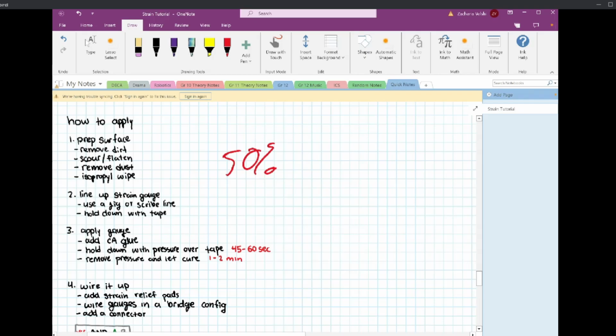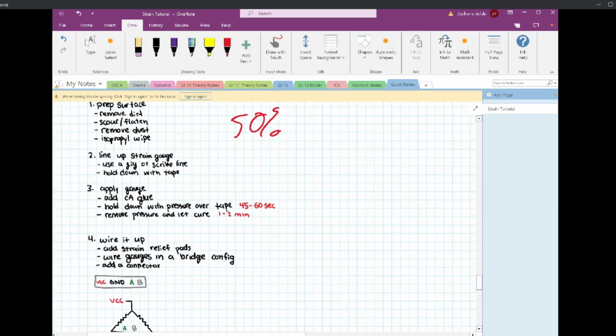But in terms of actually applying strain gauge, you prep the surface, so removing the dirt. It's a couple different processes of making sure that surface is nice and flat and clean. So you remove your dirt, you remove your dust, you scour it so it's rough, and then you sand it down so it's nice and smooth. And then to actually get the CA glue to adhere, you want it to be rough again. So you do scour, sand, isopropyl, get rid of all the dust, scour again, and then isopropyl or acetone, they both work.